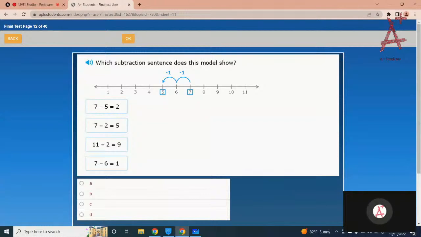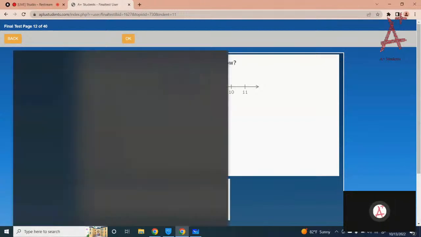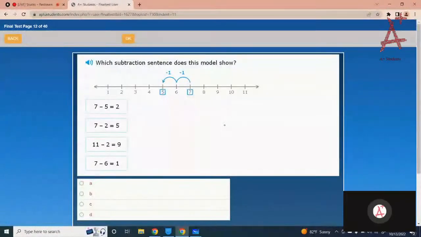Okay, which subtraction sentence does the model show? So look at the number in the blue square. That means you started from 7. How many times do you move back? 1, 2. You move back 2 times.